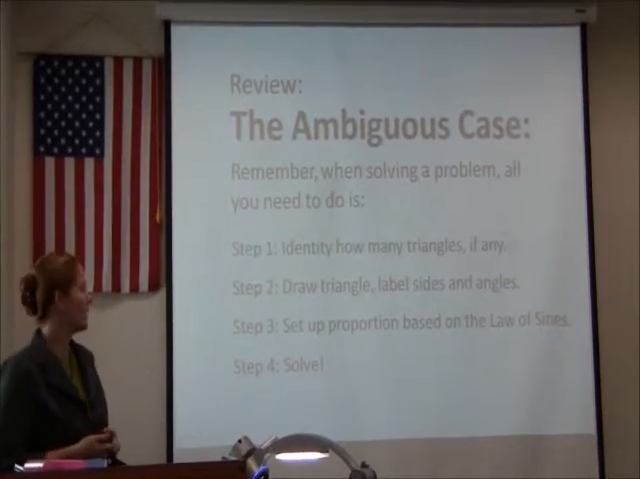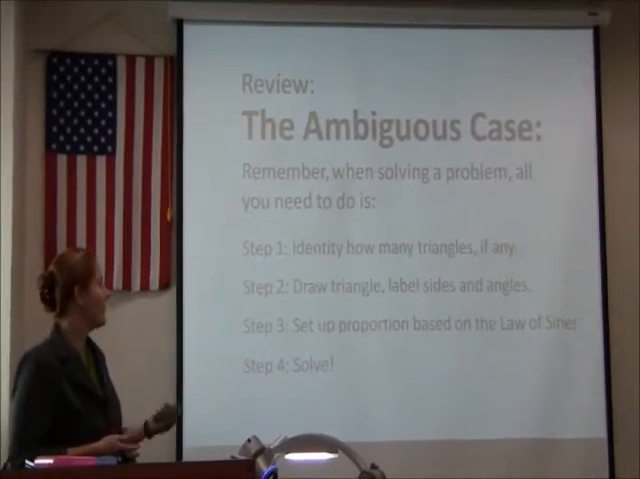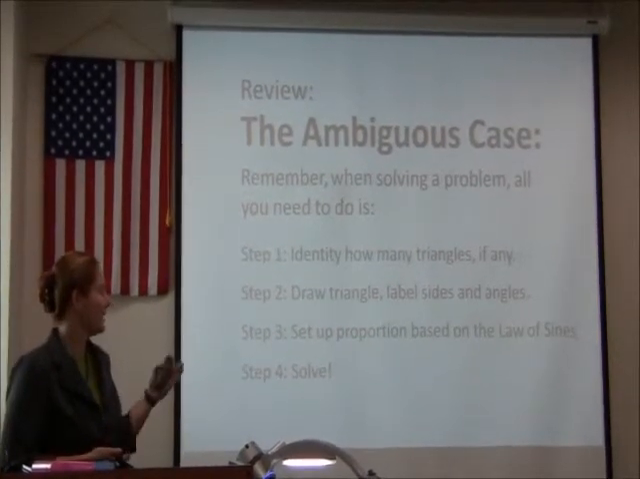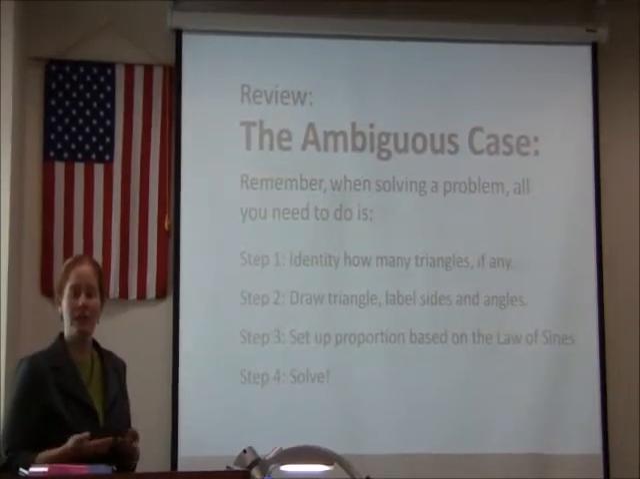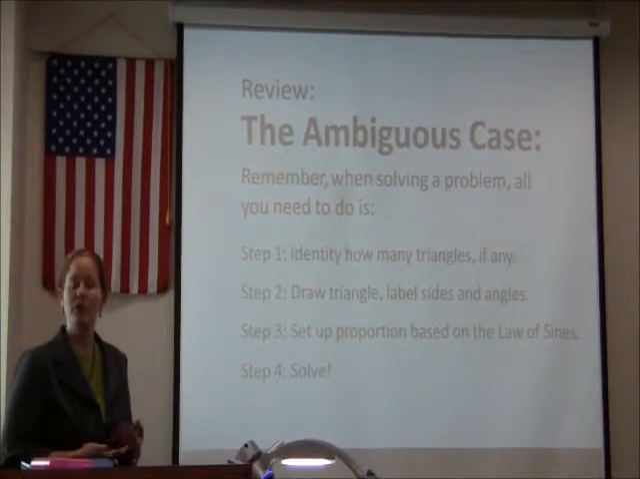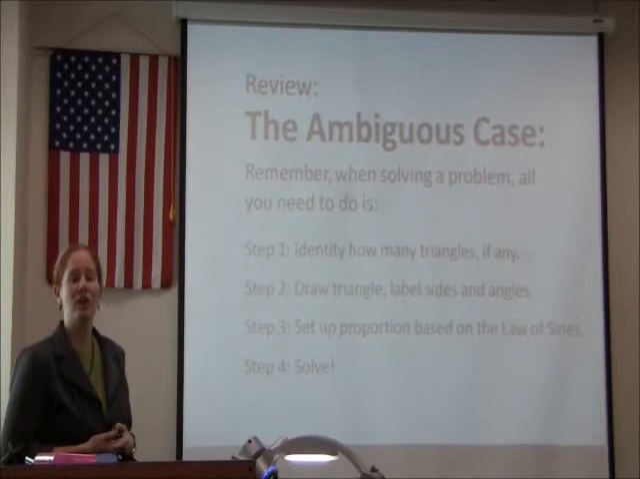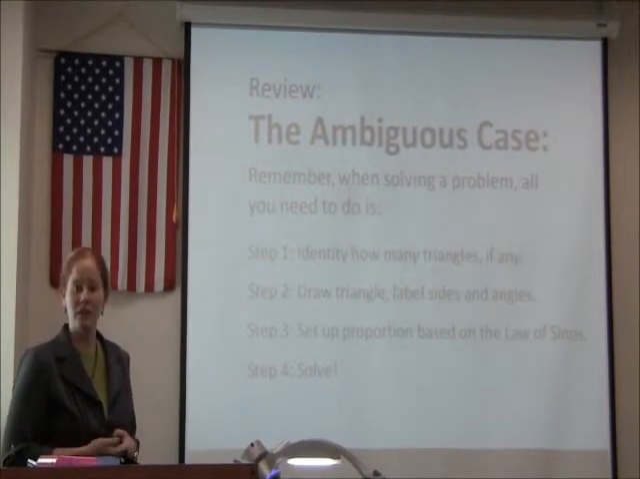But if you do have a triangle, remember sometimes you have two, then you want to go ahead and draw out your triangle and label the sides and angles. Then you can set up your proportions using the definition of the law of sines or the reciprocal, depending on whether you're solving for an angle or a length. And then finally, just solve for the missing values in your triangle. And then you're done.